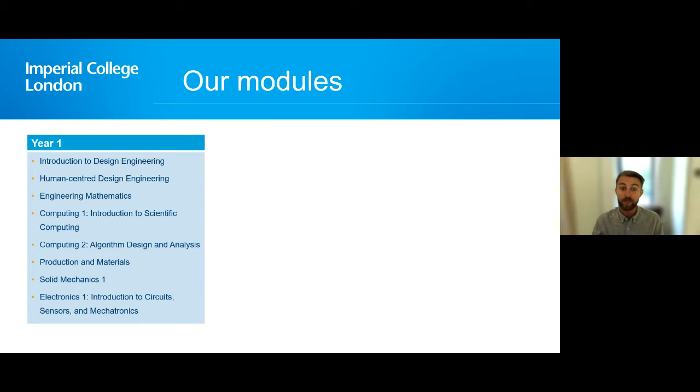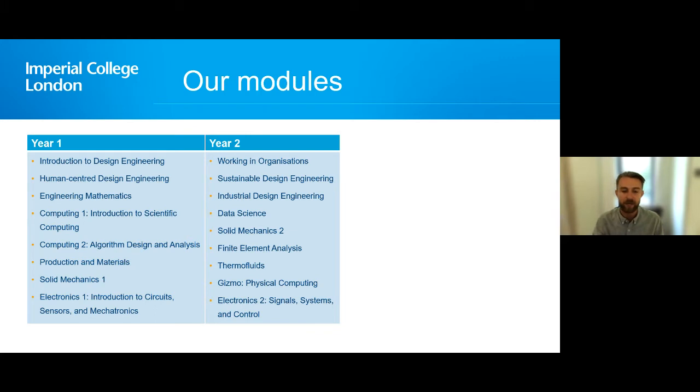To give you a sense of what you'll be doing throughout the degree, I've broken down the whole learning program into each of the modules. So we like to think about the degree broadly in 2 parts. The first 2 years lay your foundations, and the second 2 years allow you to explore them by building larger projects. So in the first year, you've got your introduction to design engineering, as well as human-centered design engineering, so bringing the design skills up to scratch. But we're also principally laying out the core foundations of your engineering skills. So mathematics, 2 computing modules, production materials, mechanics, and electronics, all the classic engineering modules.